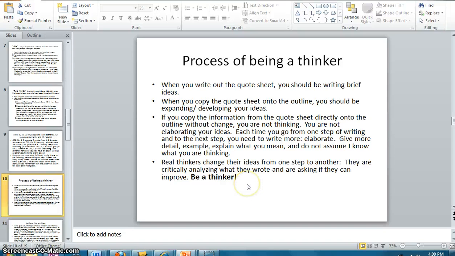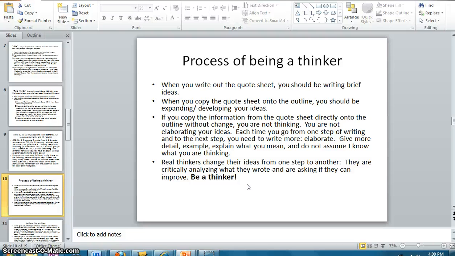Process of being a thinker. When you write out the quote sheet, you should be writing brief ideas. When you copy the quote sheet onto an outline, you should be expanding, developing your ideas. If you copy the information from the quote sheet directly onto the outline without change, you're not thinking. You're not elaborating your ideas. Each time you go from one step of writing to the next, you need to write more. Elaborate. Give more detail, example, explain what you mean. Do not assume I know what you're thinking.